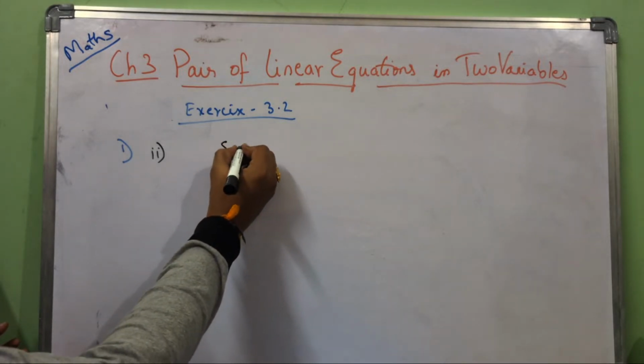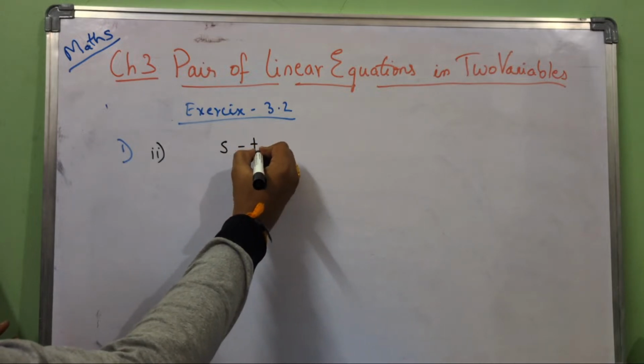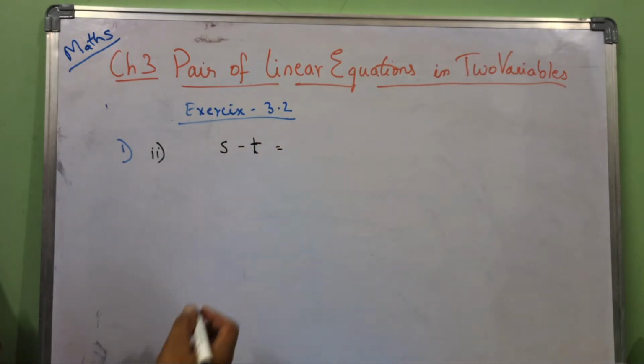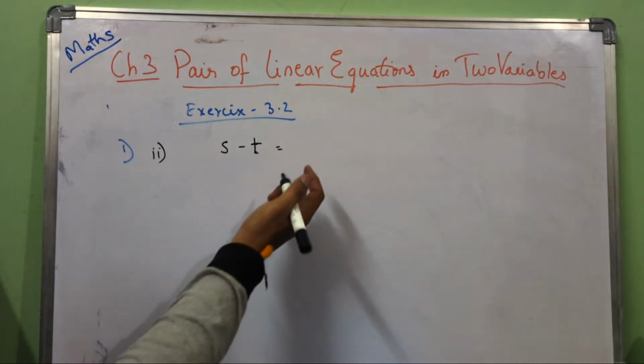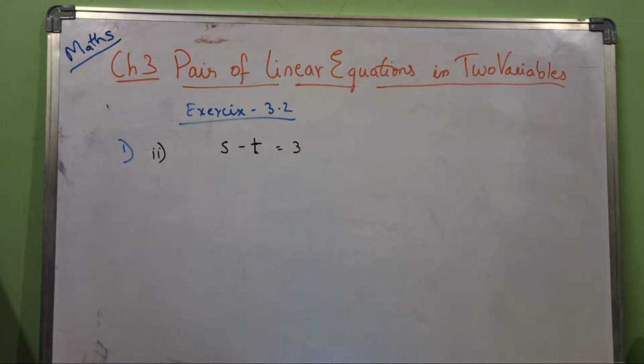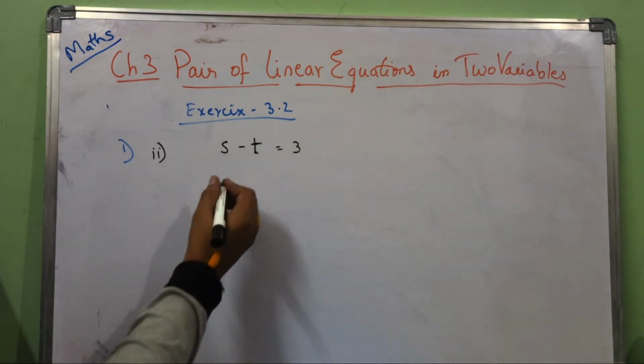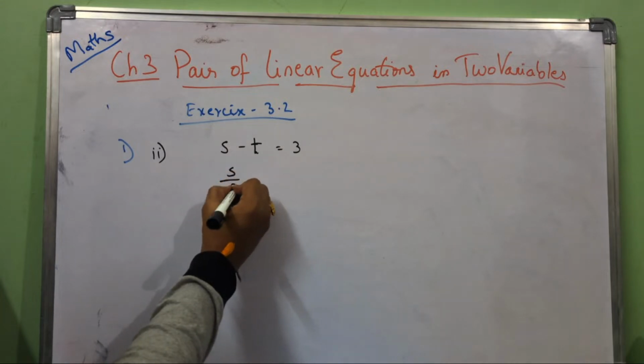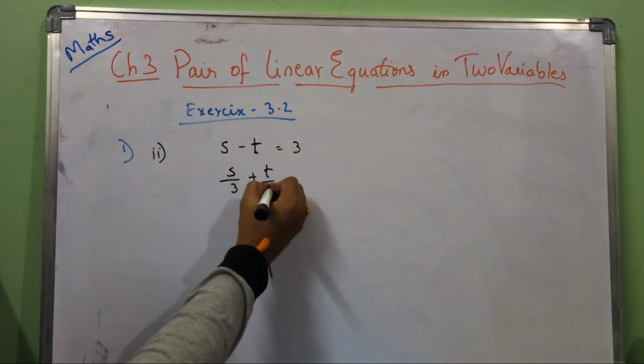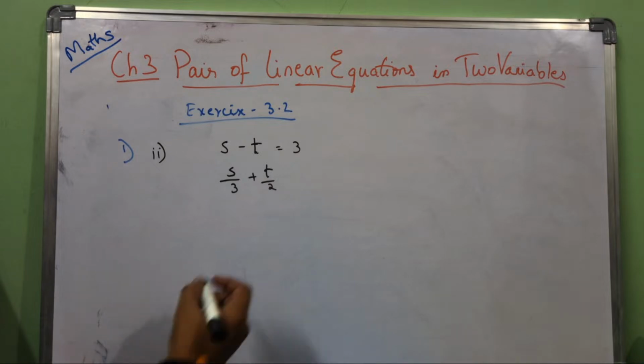Here the variables are mentioned as s and t, but it doesn't matter, because whether it is x, y, a, b, c, whatever it is, our condition is to have two variables and two equations. So s minus t equal to 3 is the first equation. The second equation is s by 3 plus t by 2 equal to 6.